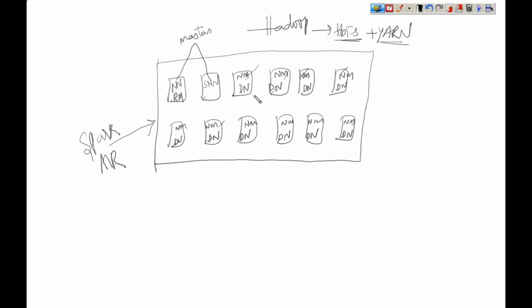Is it clear, sir? Yeah, it is clear. Thanks, sir. But when you mention that yarn also has the name node, and HDFS also has the name node, one is a master, one is a slave. So how do you differentiate? How to know that?